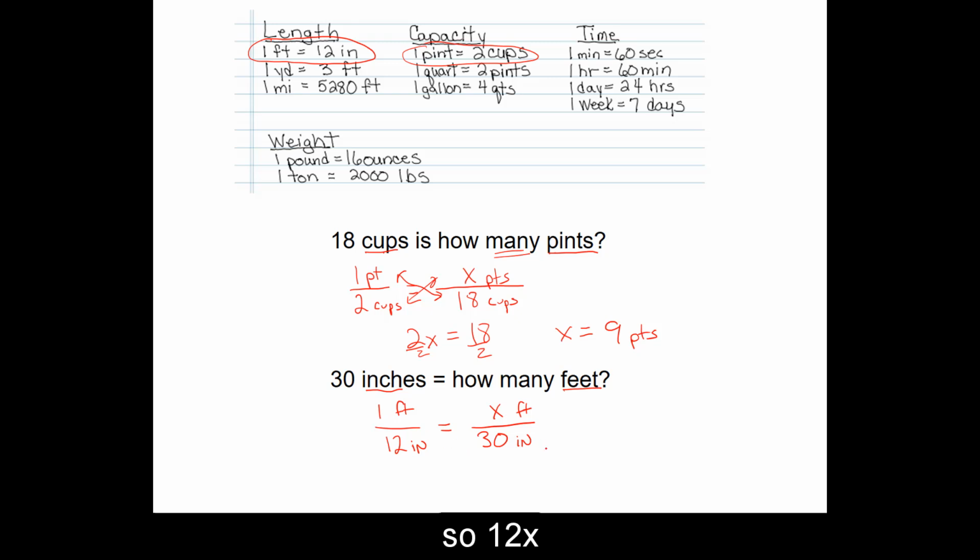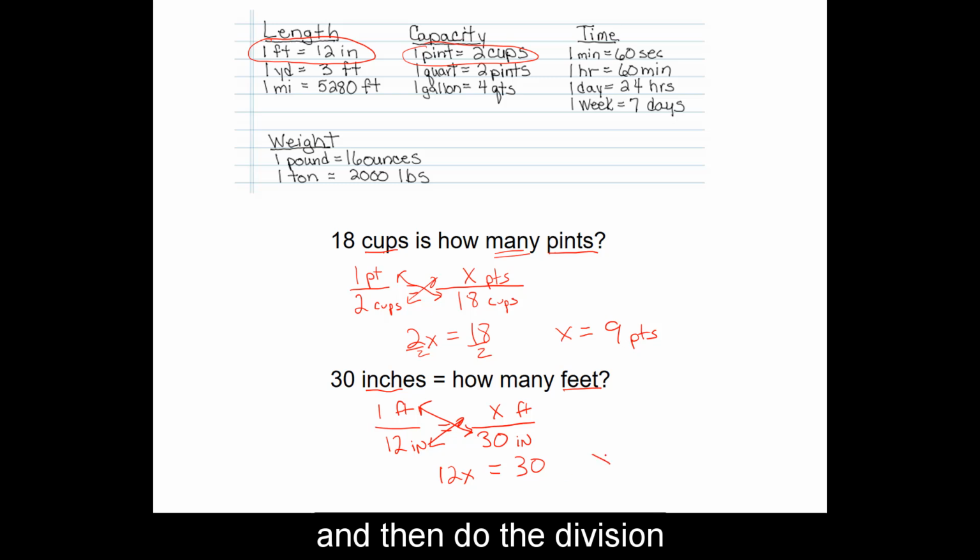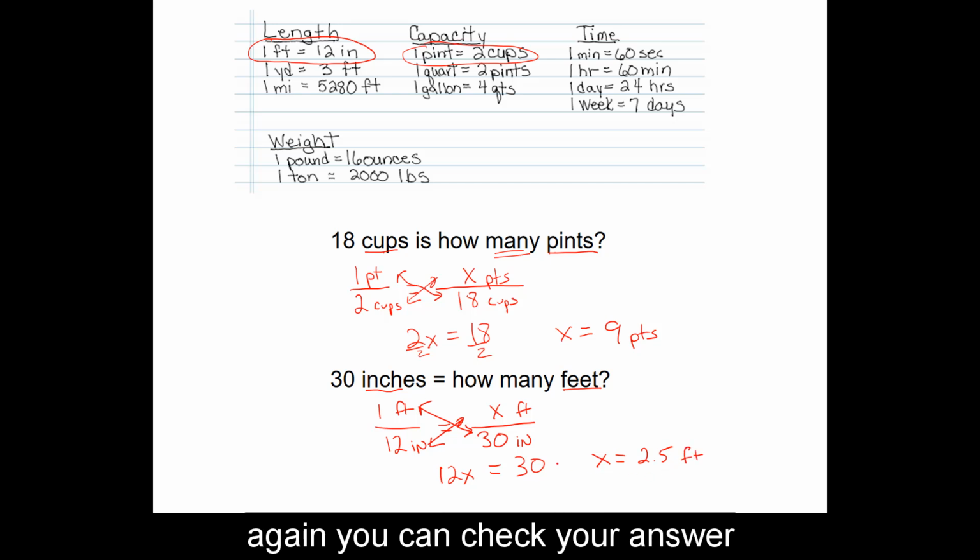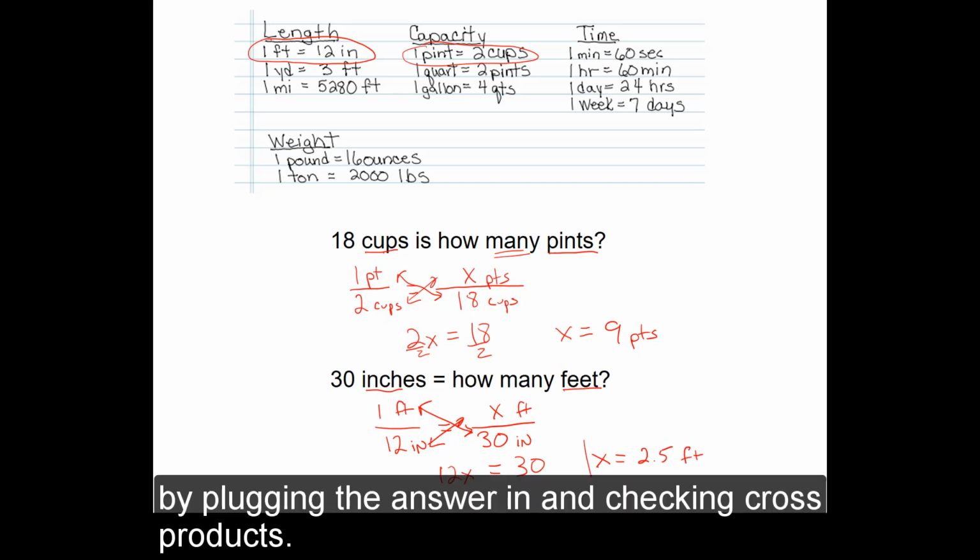And then we just do the cross products as we've solved all these proportions. So 12x, when I do this cross product, is equal to, and then 1 times 30 is 30. And then do the division. X would be equal to 2.5 feet. Again, you can check your answer by plugging it in and seeing that the cross products are equal.